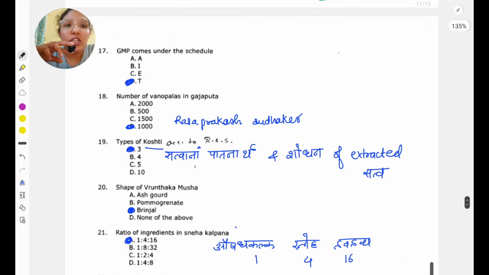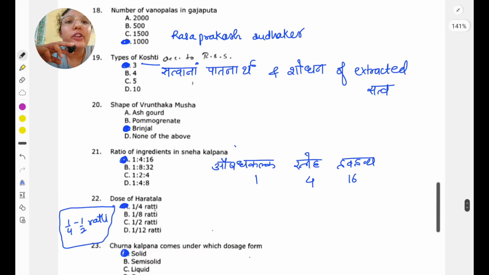GMP comes under Schedule T. Number of Vanopla in Gajaputta is 1000. Actually, no particular number of Upla is mentioned in Gajaputta, only Mahaputta is mentioned, but in the reference Rasa Prakash Sudhakar, 1000 Upla is mentioned. Types of Koshti are 3, and Koshti is used for Sattva Patanartham and Shodhana of the extracted Sattva.